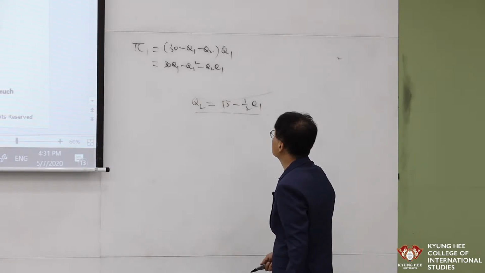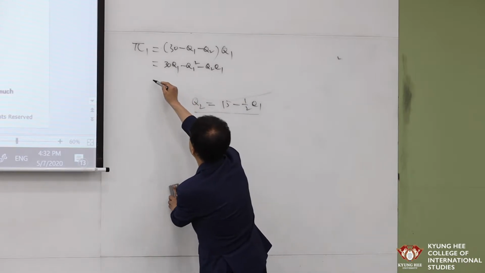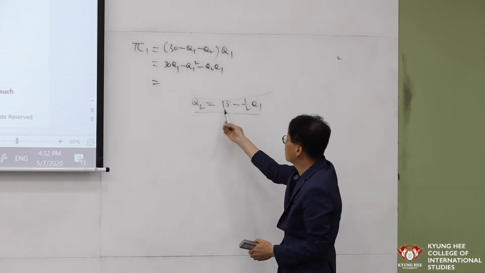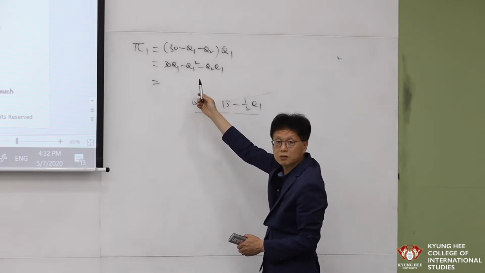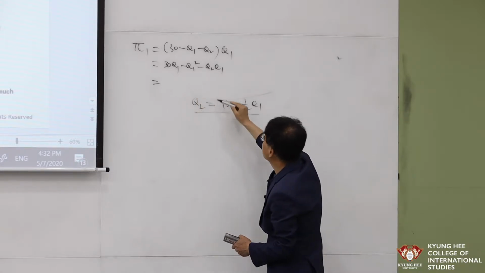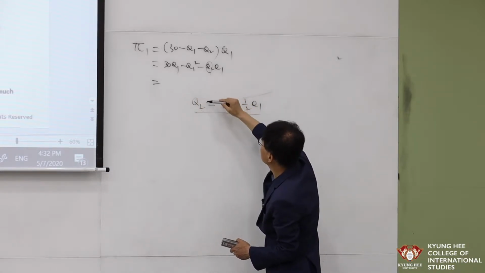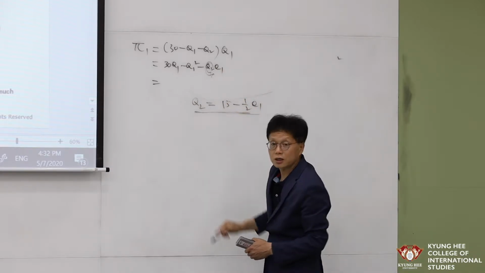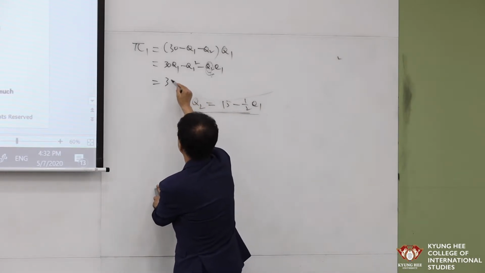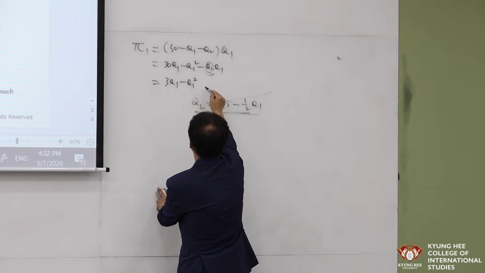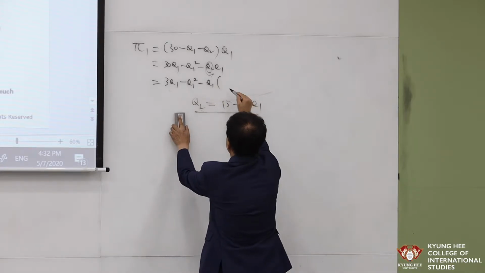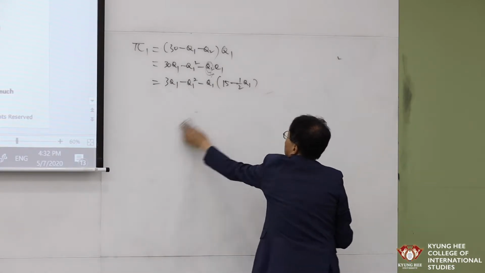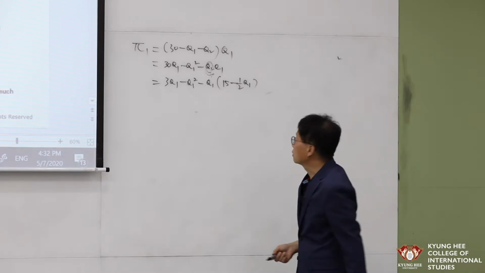And so this one, we know that we consider firm 2's reaction curve in the profit maximizing process, right? So this Q2 is replaced by firm 2's reaction curve. Okay, then what happens? 30 Q1 minus Q1 squared minus Q1 times Q2, where Q2 is equal to 15 minus half Q1. Right? That is the profit function of firm 1.